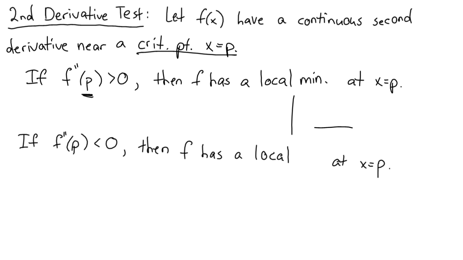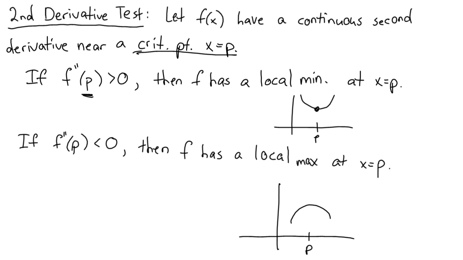The picture would look like this. Here's p, concave up, local minimum. We already know the derivative is 0 there because p is the critical point. We just need to know, is it a max or min? And now if the second derivative is negative, then that's going to be the opposite. That's going to be a local max, because now at this point where the function is flat, it's also concave down.